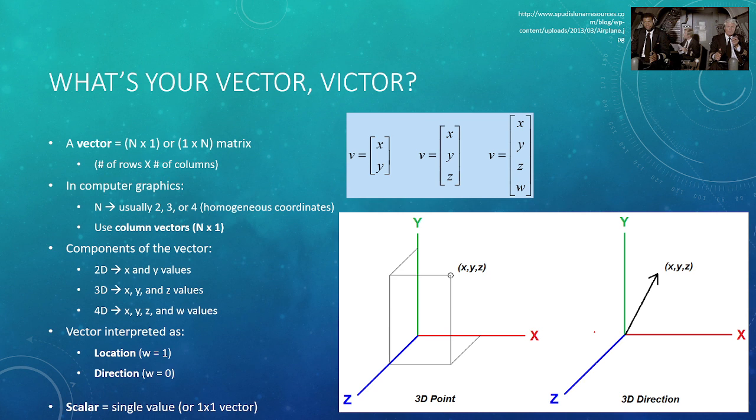So a scalar is a single value or a 1 by 1 vector. v equals x, y; v equals x, y, z; v equals x, y, z, w. That is two-dimensional, three-dimensional, and four-dimensional. See, in three-dimensional, this is the point x, y, z. This is the 3D direction, and likewise, this is the 3D direction x, y, z.